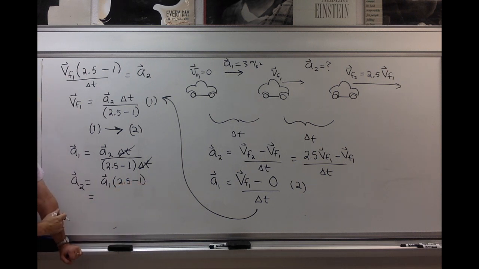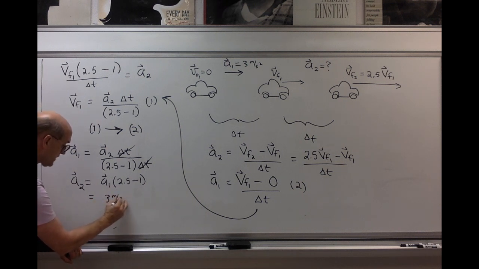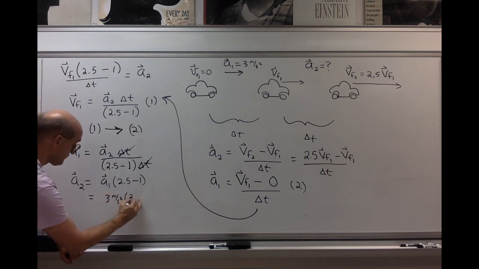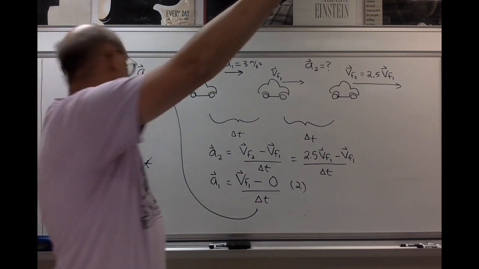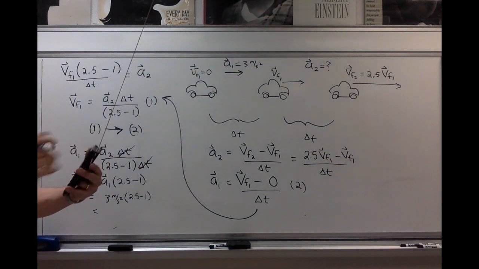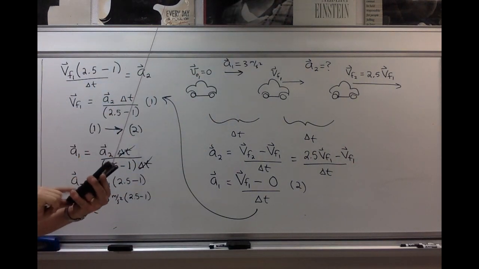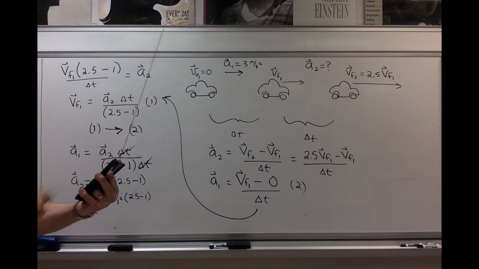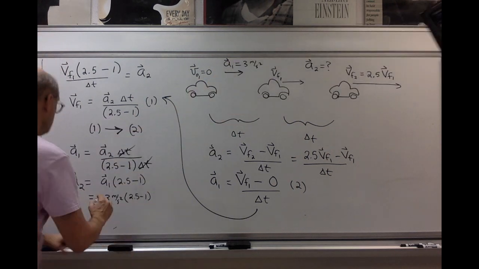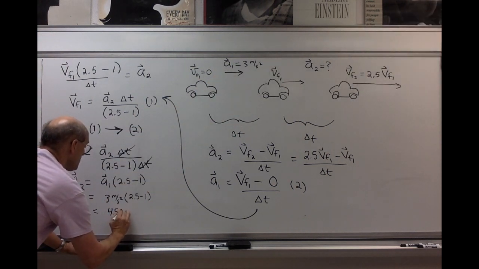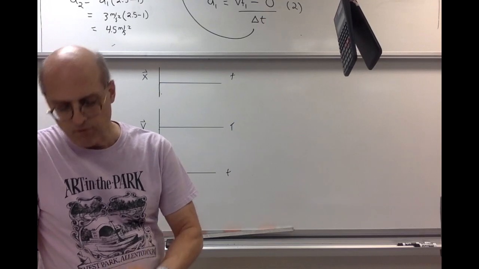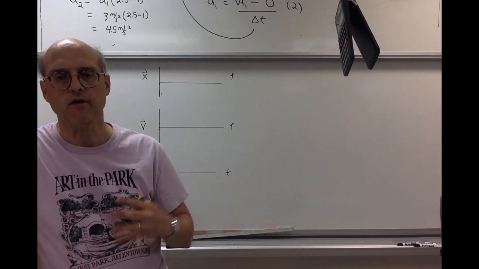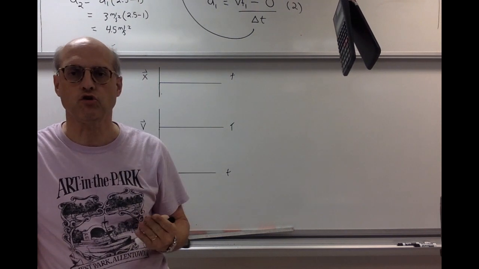So let's plug and chug. So a1 is 3 meters per second squared, times 2.5 minus 1. So we're taking 3 times 1.5, and I get 4.5 meters per second squared.